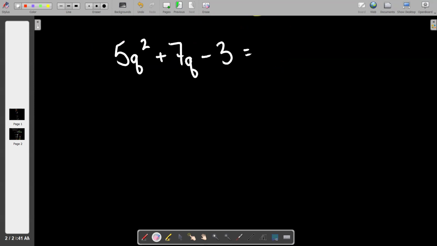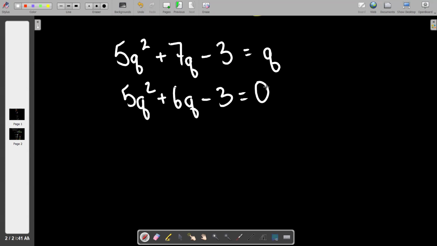Oh, I don't know. Is this what it says right on your screen? Exactly this? Okay, then you need to be working with 5Q squared plus 6Q. Yeah, you've got to make it equal 0. 100%. Yeah, so that's going to change your B value and change everything.